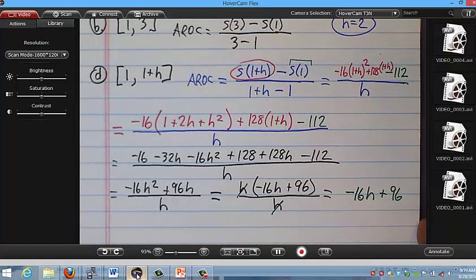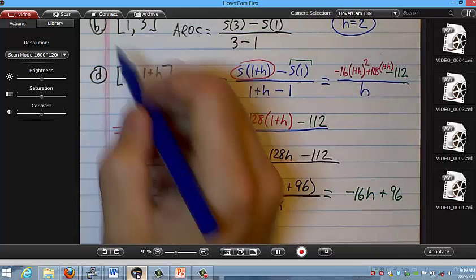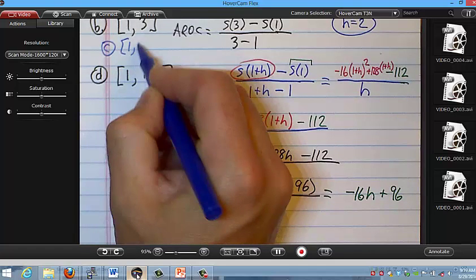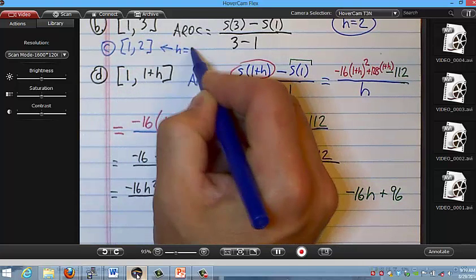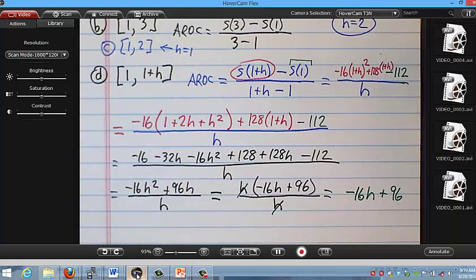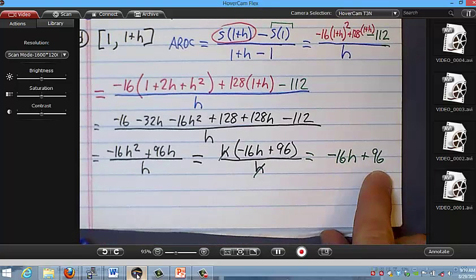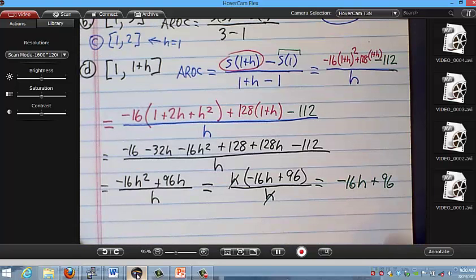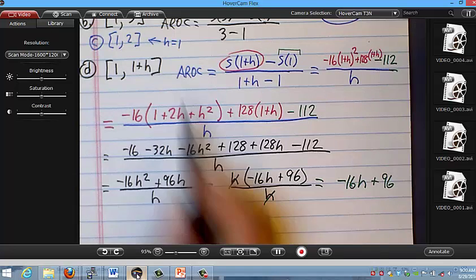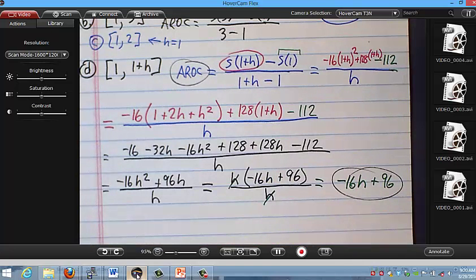Give me another one. Part C, what'd they ask you? 1 to 2. So what does h equal? If I'm going from 1 to 2 in part C, what does h equal? H equals 1, because it's the distance between the 2 points. So let me try it. 96 minus 16 is 80. Was the answer to part C 80? Nice. I can do any secant line instantly because I computed AROC. AROC is the slope of the secant line. Cool.